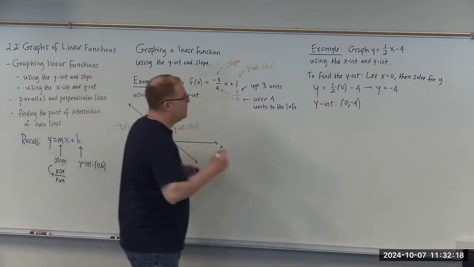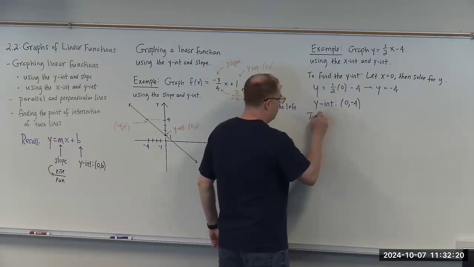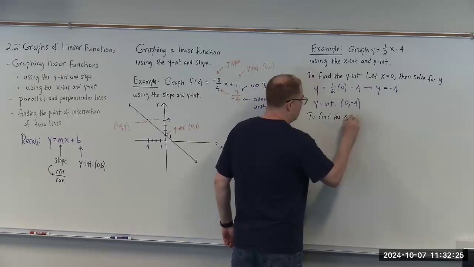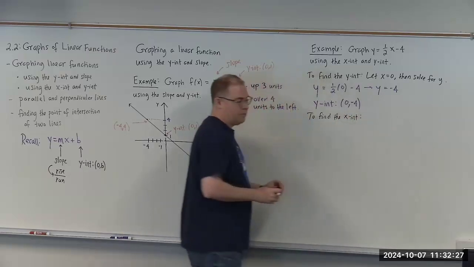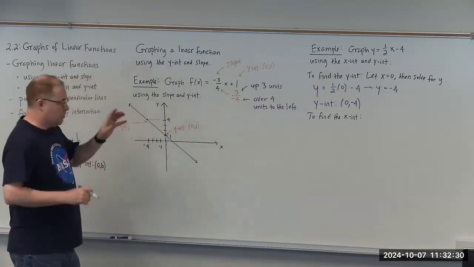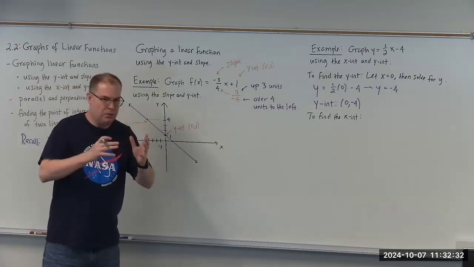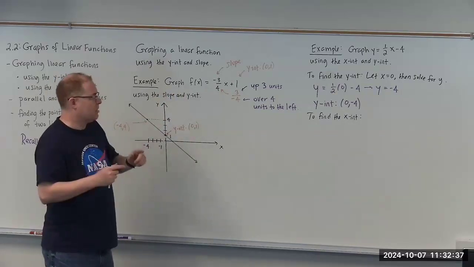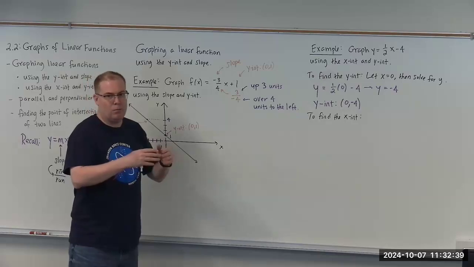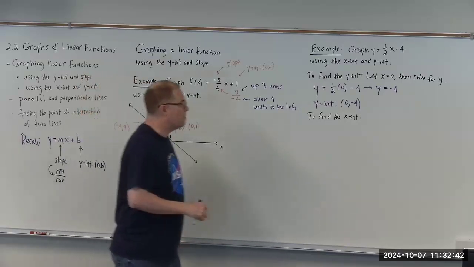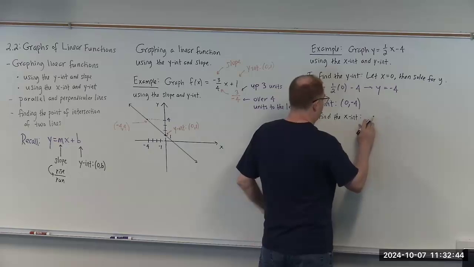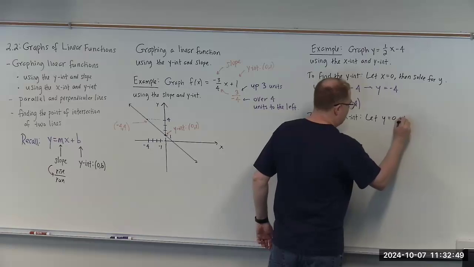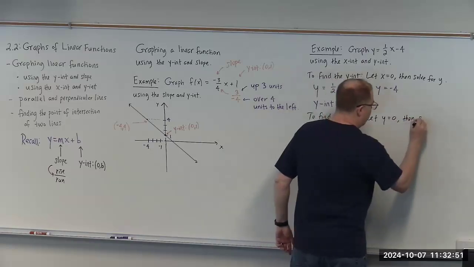Now let's find the x-intercept. The x-intercept is where the function, in this case our line, is going to intersect the x-axis. So this time we want to let y be 0 and then solve for x.